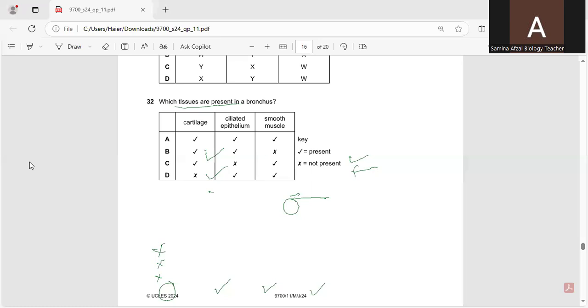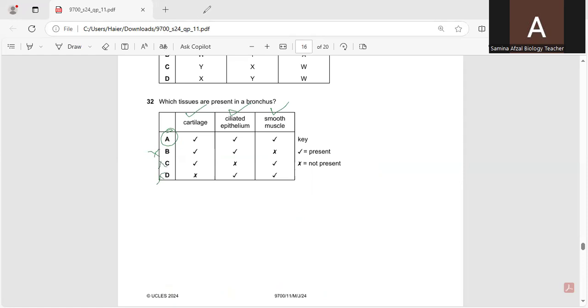Now question number 32 is there. Which tissues are present in bronchus? In bronchus, trachea is further divided into bronchus, so cartilage should be there. Ciliated epithelium are also there, so smooth muscles are also there. So A is the correct option. B, C, and D are not the correct options.